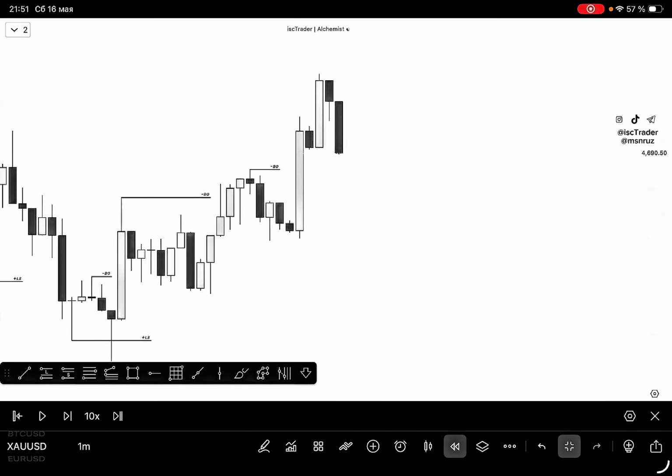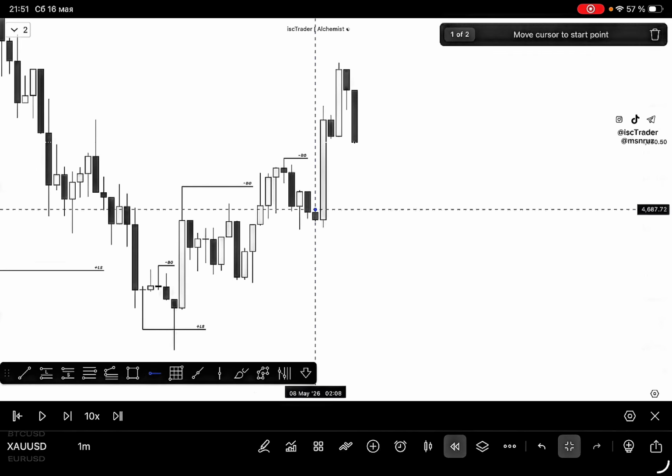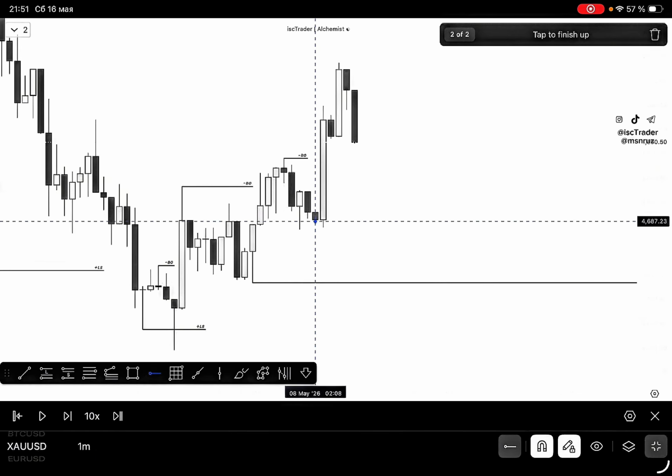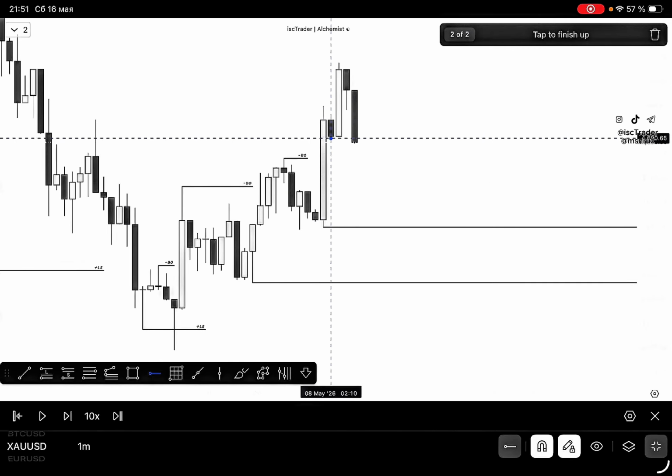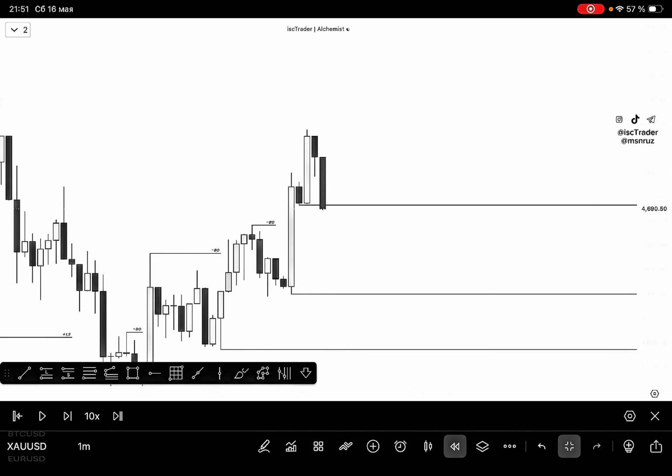We must definitely wait for the inducements. We certainly have inducements here. The first inducement, the second inducement, and right here is the third inducement. And after the inducement sweeps, we need to wait for a breakout. This is the third confirmation for us.